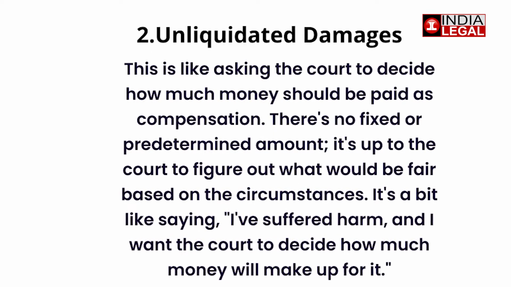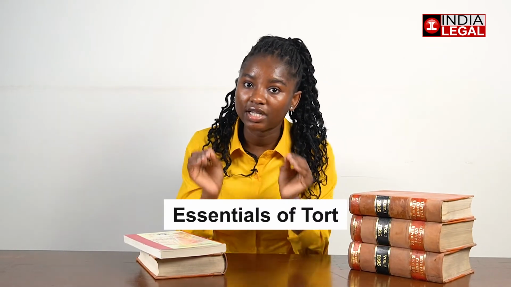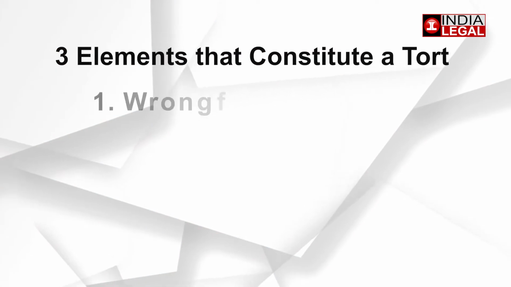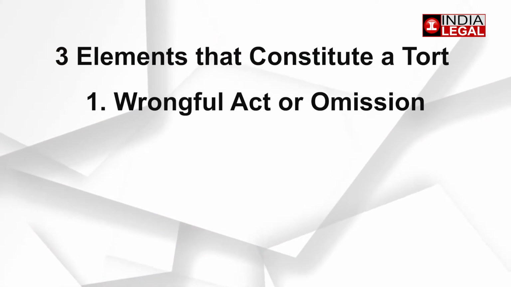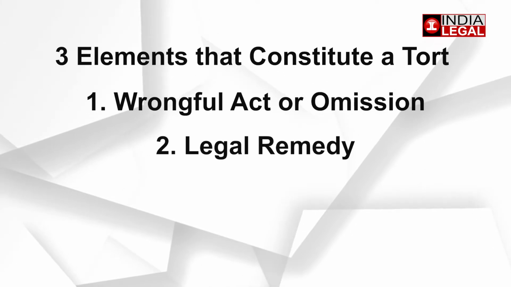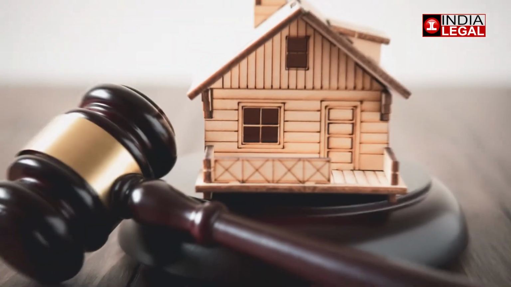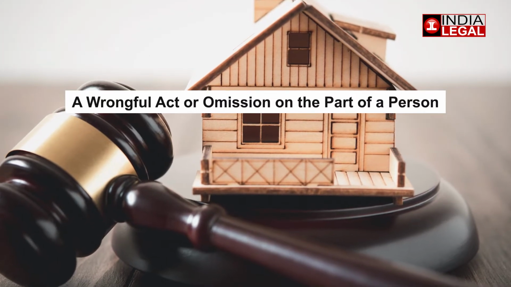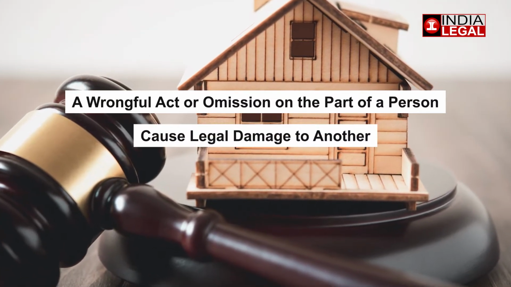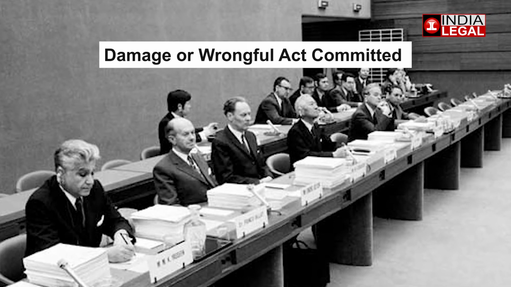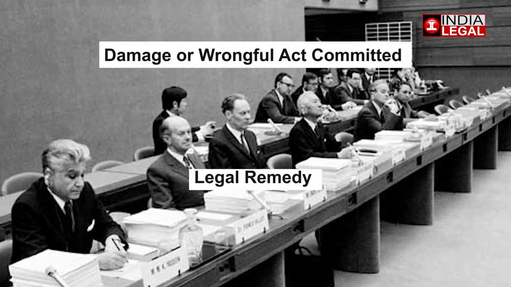Now let's go directly into the essentials of tort. When we discuss the essential elements of a tort and what would constitute a tort under the law of tort, there are three elements. First, a wrongful act or an omission. Secondly, legal remedy. And thirdly, legal damage. Now, for a tort claim to be well-founded, there has to be a wrongful act or omission on the part of a person that causes legal damage to another. And that damage or wrongful act committed must give rise to legal remedy.